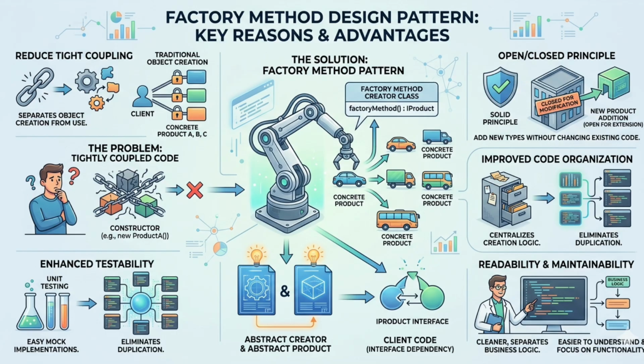Another advantage is improved readability and maintainability. By separating object creation from business logic, the code becomes cleaner and easier to understand. Developers can focus on the functionality of the application without worrying about how objects are instantiated. In summary, the factory method pattern is used to create flexible, scalable, and maintainable systems. It reduces coupling, supports extensibility, and simplifies code management, making it a valuable design pattern in modern software development.